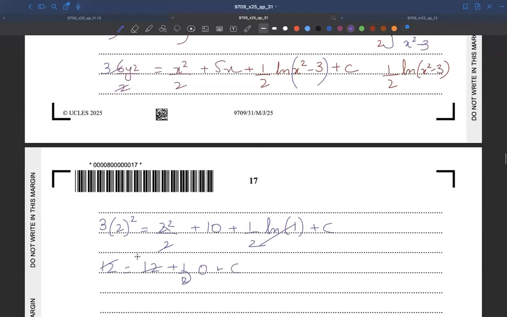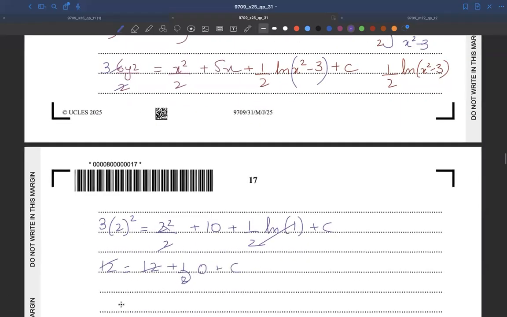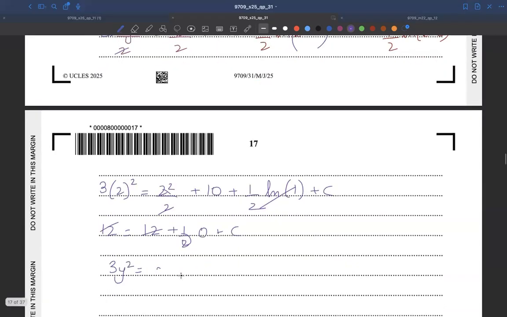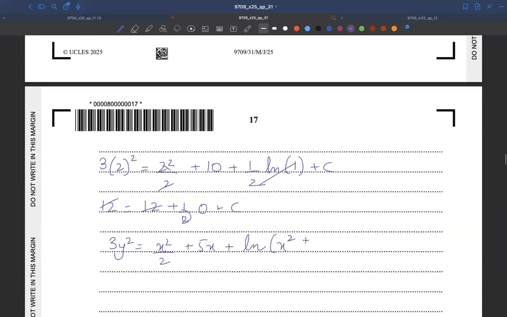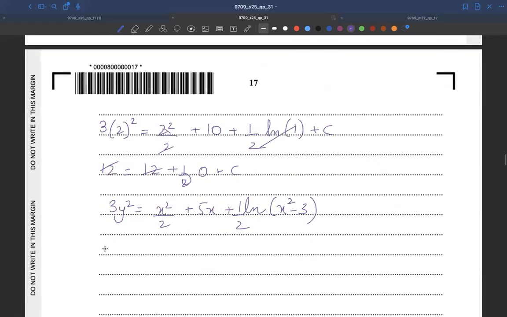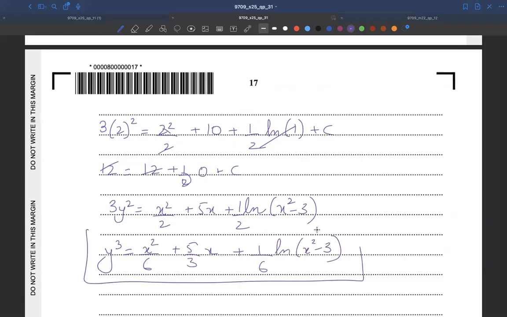So finally we'll get our expression as 3y squared equals x squared upon 2 plus 5x plus ln of x squared minus 3, half over here. And then as we have to make y the subject, we'll simply divide by 3 on the right hand side. So y squared would be equal to x squared upon 6 plus 5 upon 3x plus 1 upon 6 ln of x squared minus 3, with the value of c being equal to 0. So that would be the final expression.